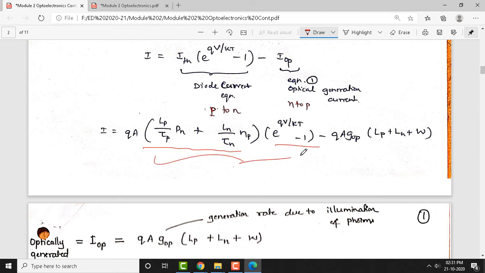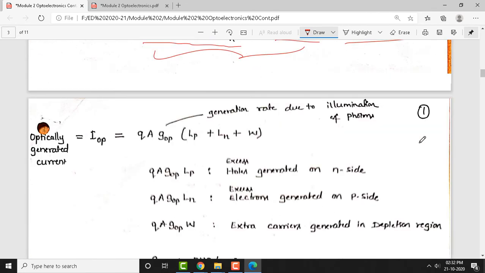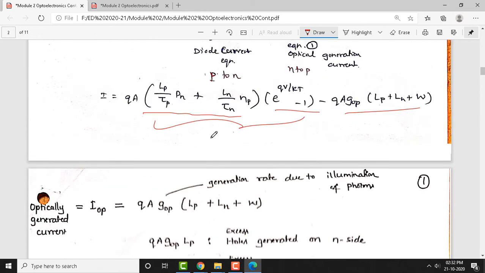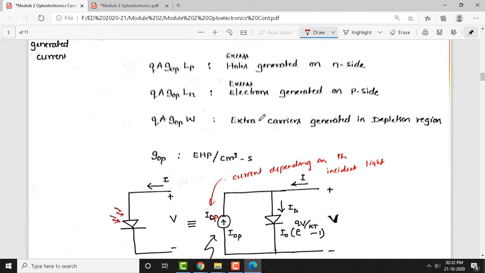This is the total diode current equation. This is the optical current here, q times A times GOP times (Lp plus Ln plus W). Now, let us derive the equation for this. We will continue with this. Optically generated current, as we have seen, is q A times GOP times (Lp plus Ln plus W). All these things are explained here now.